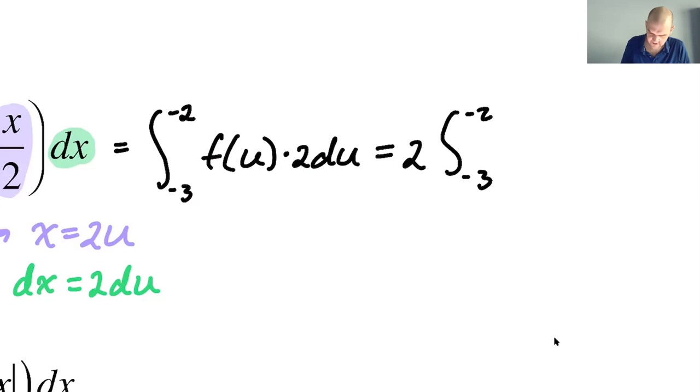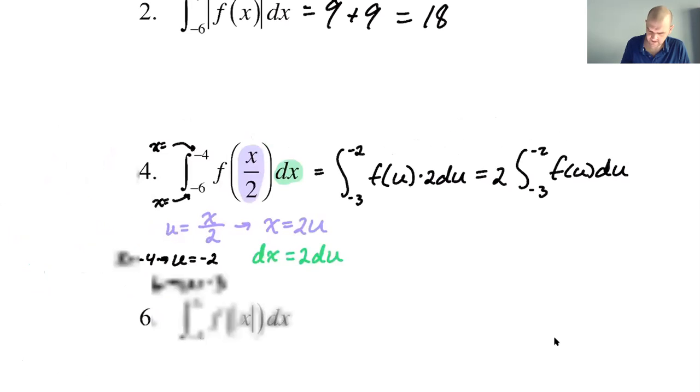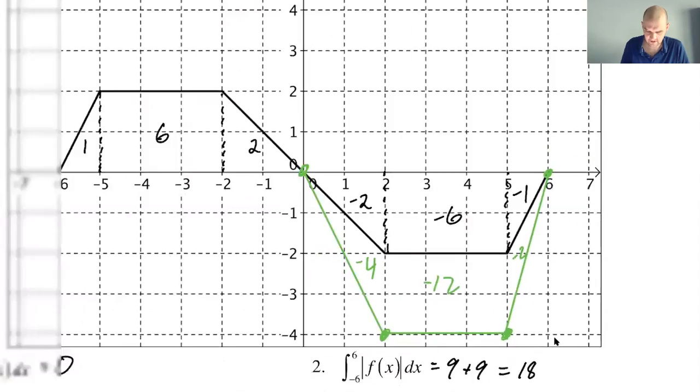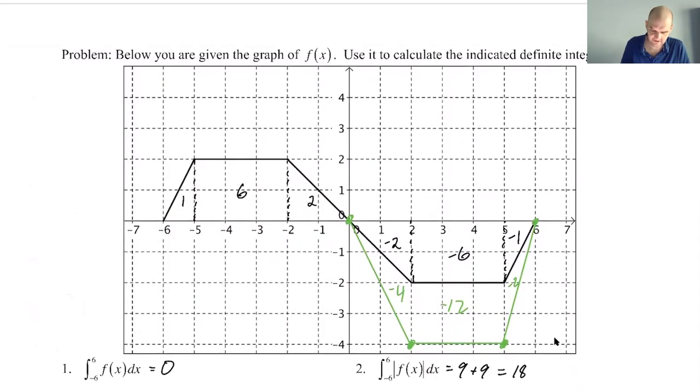-3 to -2, f of u du. Okay, now how does this help us? Well, this is the graph of f of x. But x is just how you spell the variable. It could be the graph of f of t, f of q, f of r. It doesn't really matter. It could be the graph of f of u.